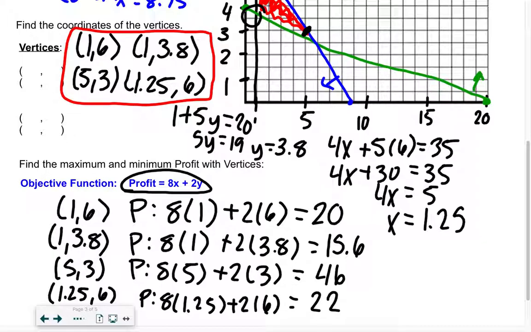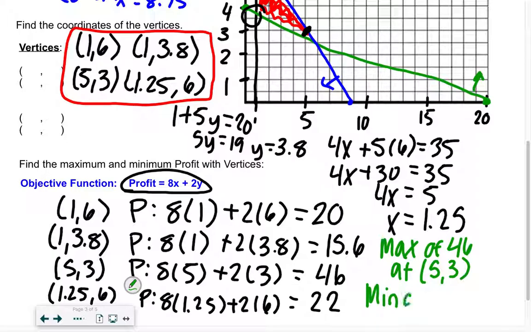Okay, last thing. What's my max? 5, 3 of 46. So max of 46 at 5, 3. And my min, 15.6 at 1, 3.8. Okay. Any questions? Not too bad? Good. You guys did awesome.